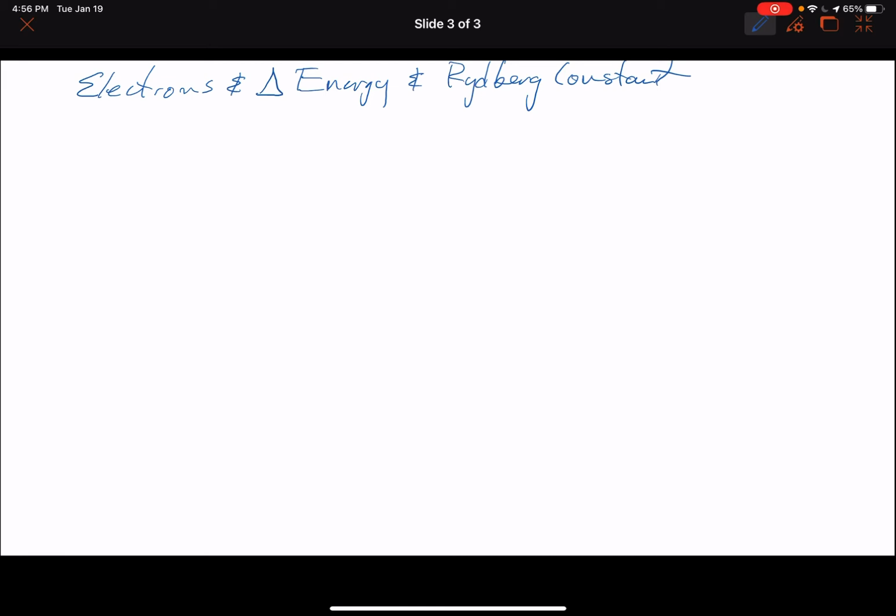Okay, so this equation tells us that the energy of the photon emitted, which represents the change in energy for the electron as it relaxes, so this delta E, goes as negative the Rydberg constant, R subscript H, times 1 over the final principal quantum number where the electron ended up, with a square on that, minus 1 over the principal quantum number for where the electron started, and we'll put a square on that.